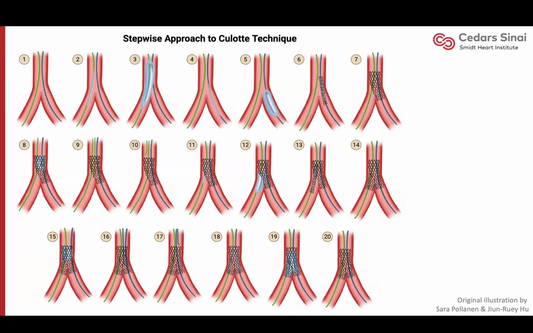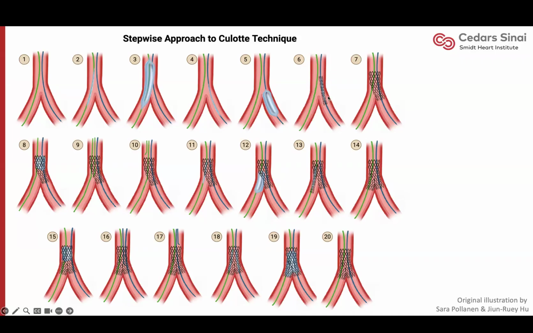As always, we'll start with wiring the main vessel and the side branch. You'll advance a balloon in the main vessel and perform predilation of the main vessel. Advance a balloon in the side branch and perform predilation of the side branch. Then advance the side branch stent into the side branch.